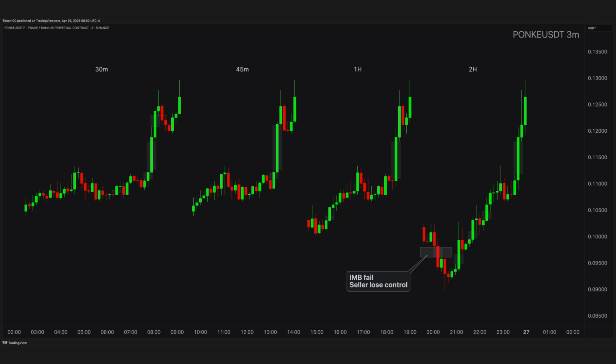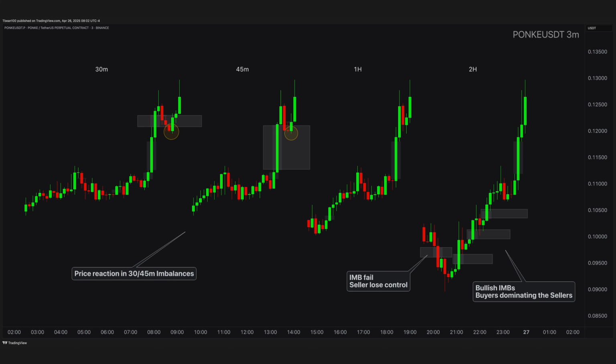Notice the chart on the right. How the imbalance fails right here. After that, bullish imbalances appear and hold really well. This is the easiest trick that you can see the dominance in the market. If you just check the recent price action, price is holding against these three multi-imbalances, giving us a possible entry zone.